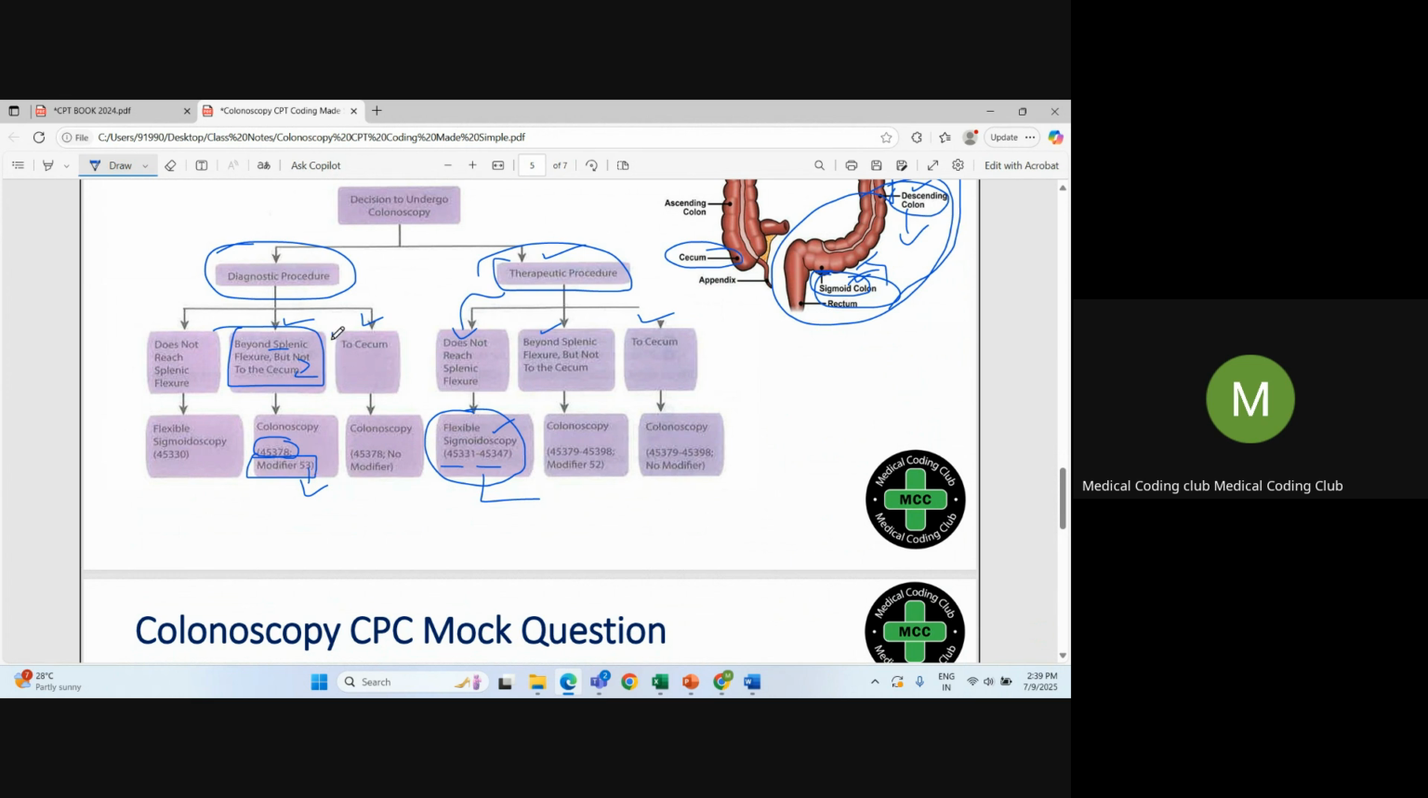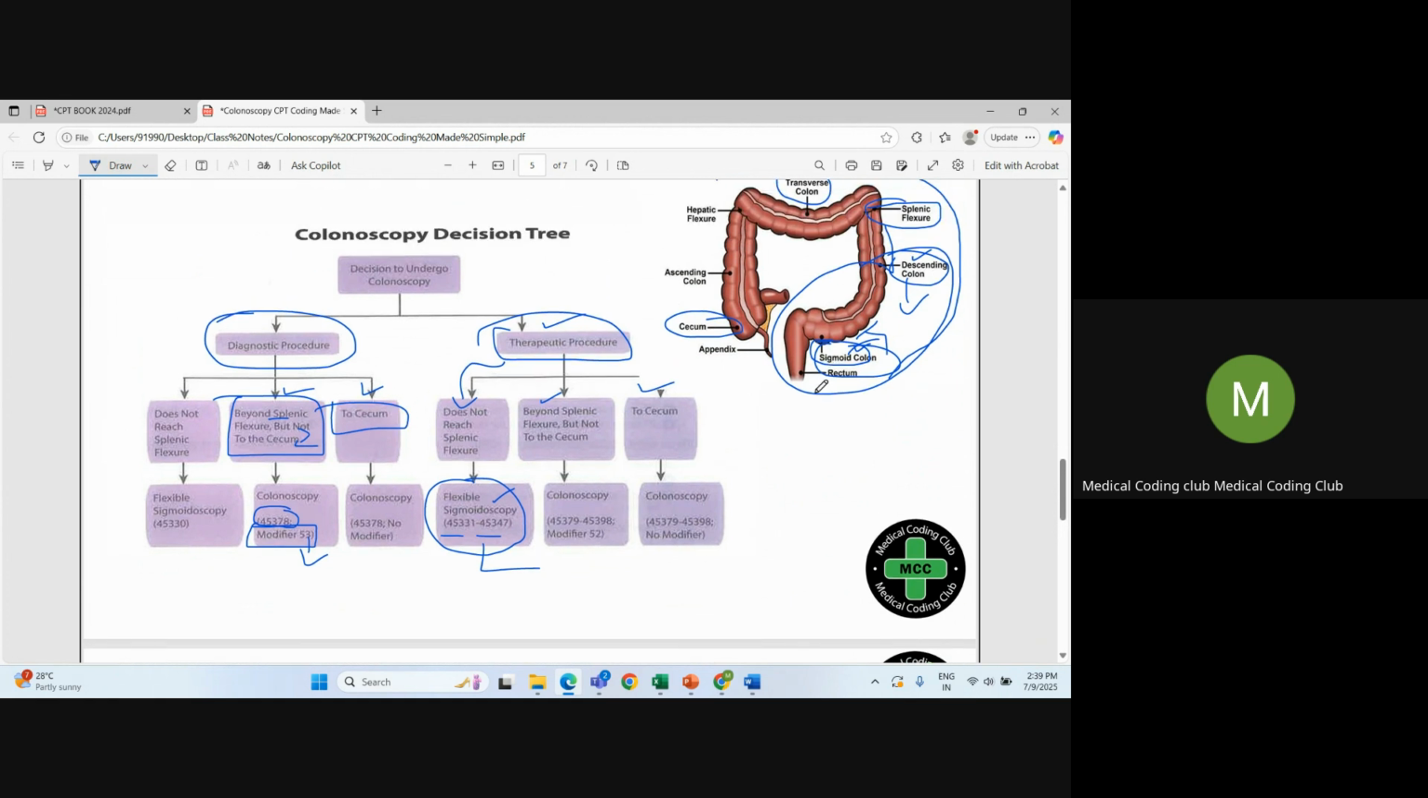And if it went successfully, if the colonoscopy started from the rectum and it reached the cecum, then you are going to code the 45378 diagnostic colonoscopy code, but you don't have to use any modifier. Okay, these things are for diagnostic colonoscopy.